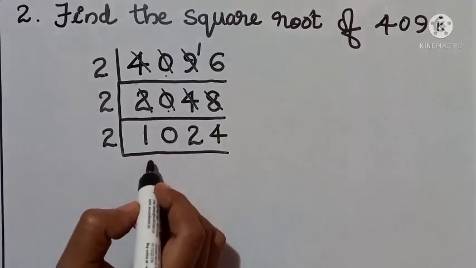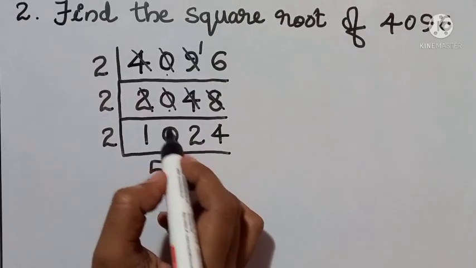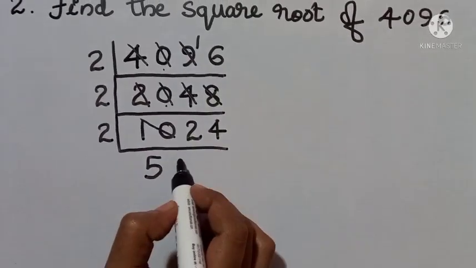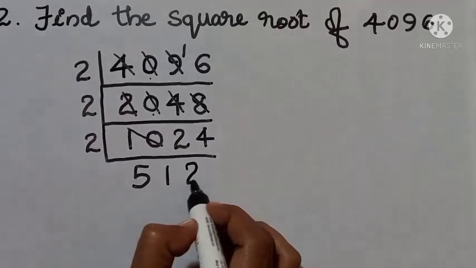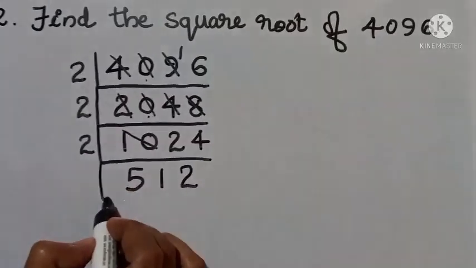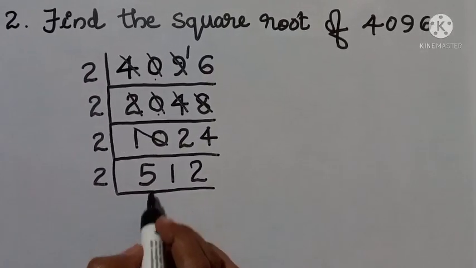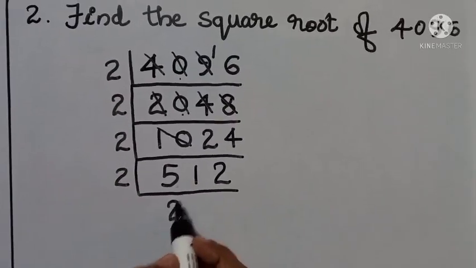Then 10 divided by 2 is 5. There is nothing, no remainder, so cancel this. Then 2, 1 time 2 is there. Then in 4, 2 times 2 is there. Again it is divisible by 2. We are dividing it by 2. Then 5, 2 times 2 is there. 2 into 2 is 4.